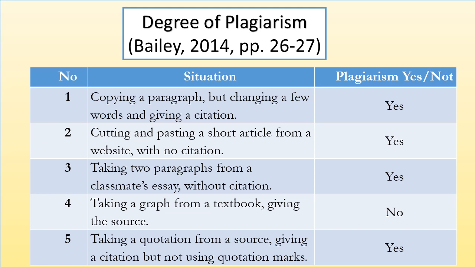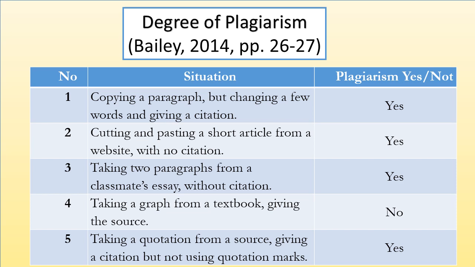If we cut and paste a short article without any citation, of course it is categorized as plagiarism, right? So you can see it in number 2. Now have a look at number 3. If you take 2 paragraphs from a classmate's essay and you don't cite them, of course it is a form of plagiarism. So in these cases, again, the citation is very important. Number 4, if you take a paragraph from a textbook, you give the source, so you exactly cite them, it is not a kind of plagiarism. Again, you can see this in Bailey's book on page 26 up to page 27.